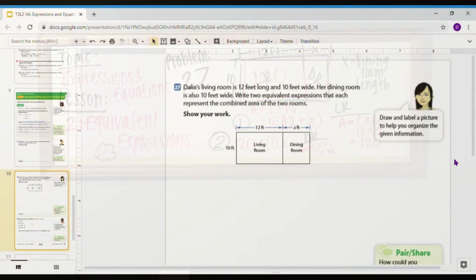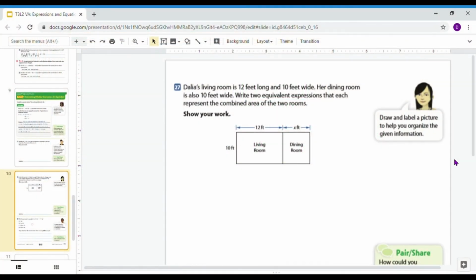So we came up with two equivalent expressions. We've got 10 parentheses 12 plus x, and we've also got 120 plus 10x. Even though they look very different, if you plugged in x, you would get the exact same answer. And you can actually see the continuation of your first one: if you did the distributive property and multiplied that 10 times 12 and that 10 times x, you get your second equivalent expression. So that works out very nicely.